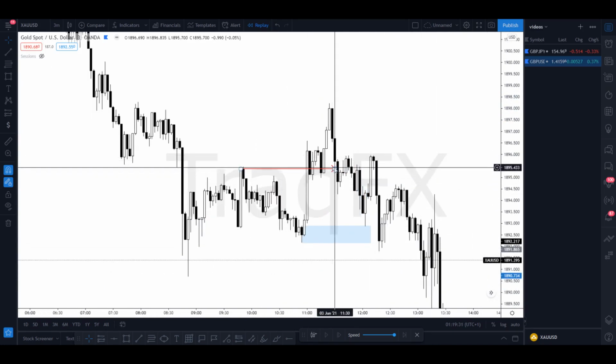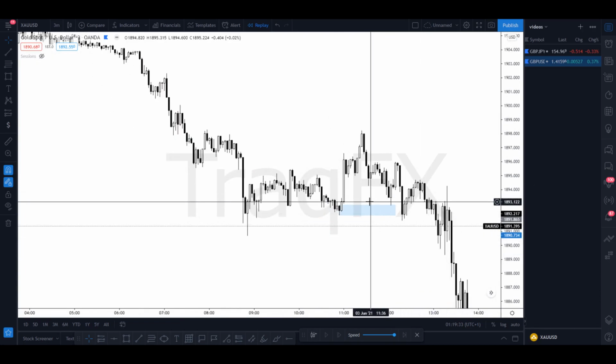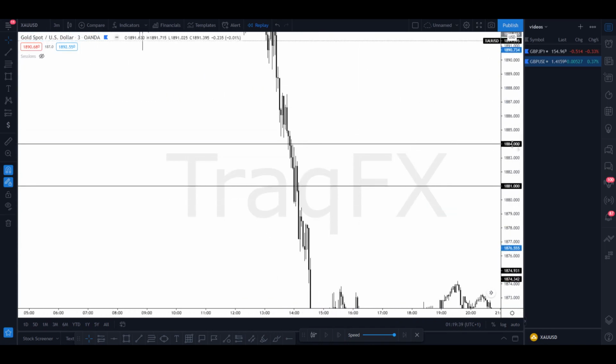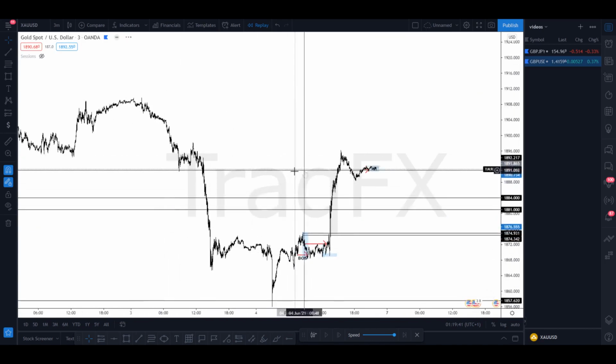And ICT himself says don't go for these crazy take profits when you're scalping. Try to make 10 pips every single day. If you can make 10 pips every single day, you'll be extremely confident in your trading.